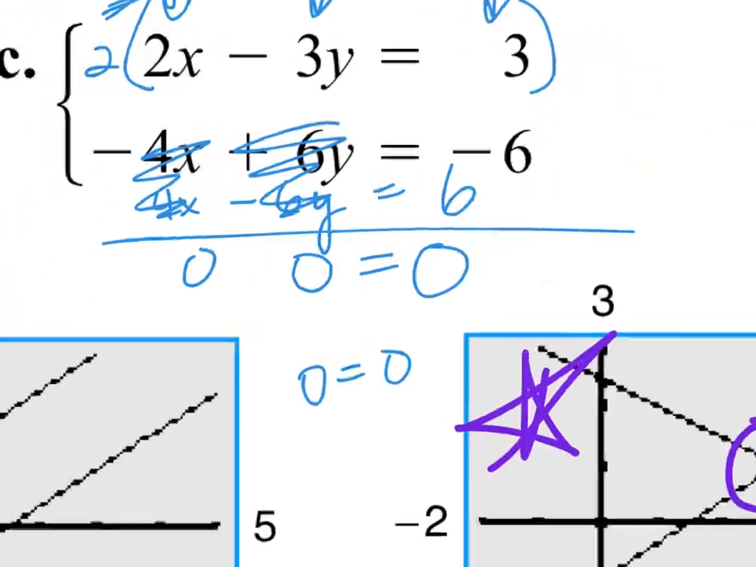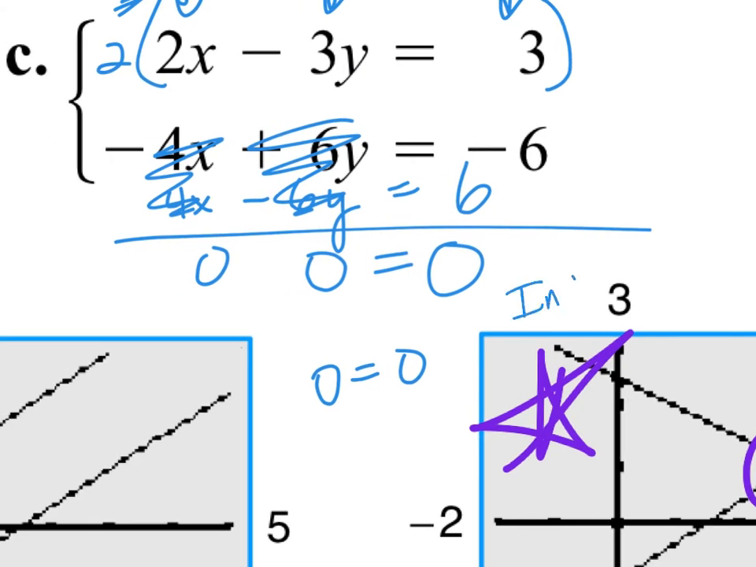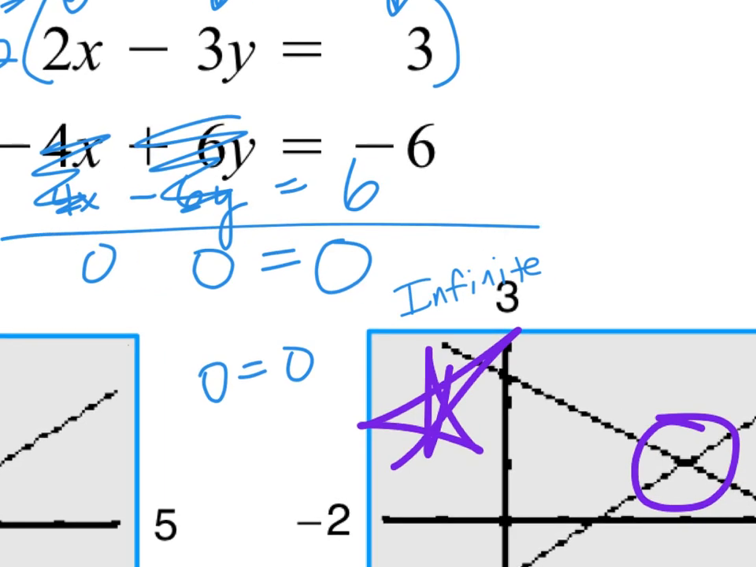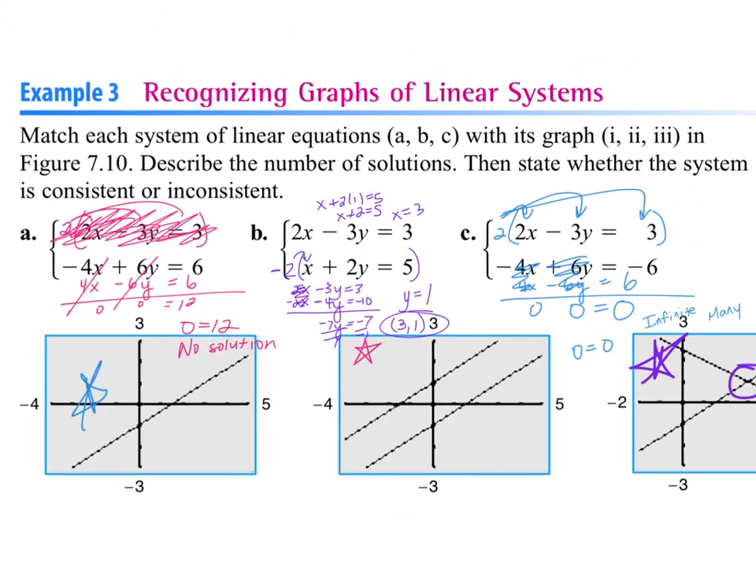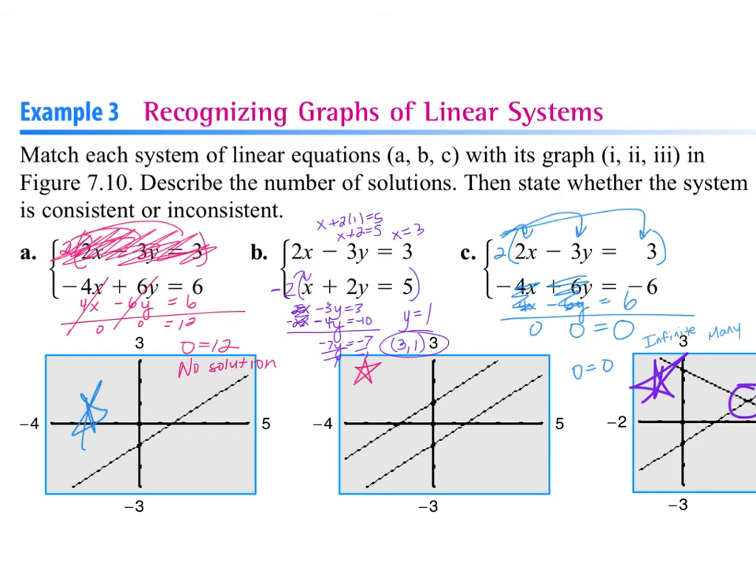So your algebraic answer here would be infinite many. So do you see the difference, algebraically, between no solution and infinite many? Deanna, you see that? No solution, you'll come out with a statement that is not true. 0 does not ever equal 12. When you come out with a number equals itself, then that's infinite many. And then when you come out with y equals or x equals, that's your solution point.